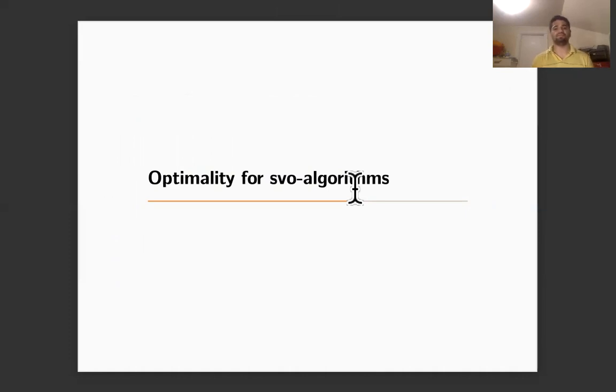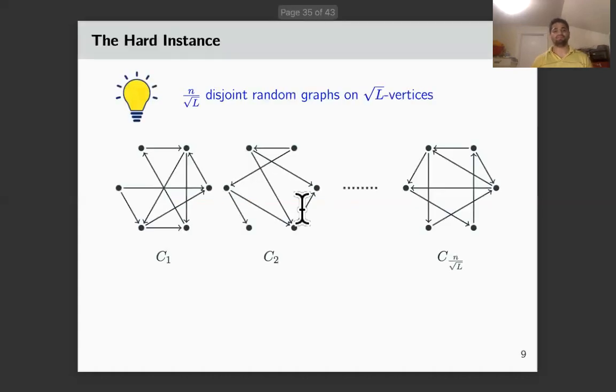What I shall go into is the optimal result. This is actually a very clean and simple proof for algorithms that are SVO and any number of passes. And I'll show that these require n root L space. Why is that? Consider the following graph. I have my n vertices split into n over root L components of root L vertices each. These are C1 to C_{n over root L}. And each of these components is a random graph. So I put edges uniformly at random between these vertices.